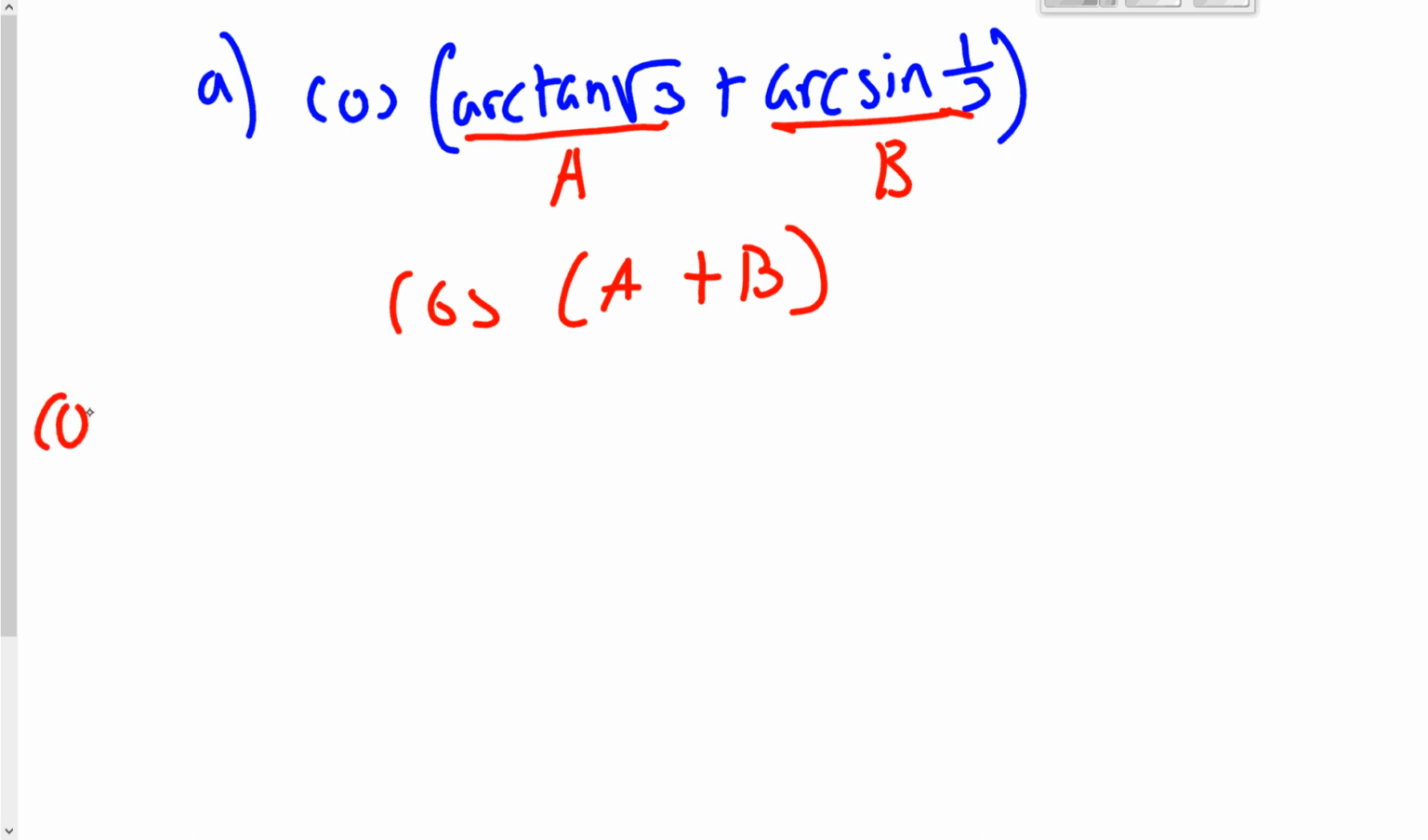Cosine A cosine B, and then the signs are different: sine of A, sine of B.